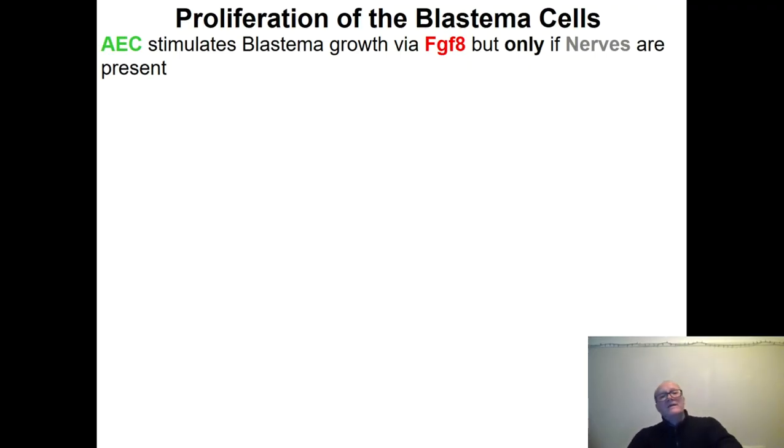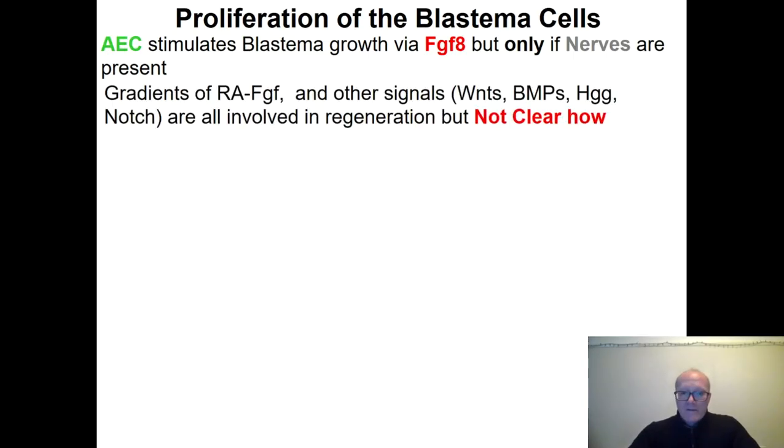However, one of the main differences here is that this stimulation can only happen if nerves are present. If we remove the nerves from the damage, then the blastema doesn't even form, and so the limb doesn't grow back. What are other signals that we find associated with the regeneration of the wound?